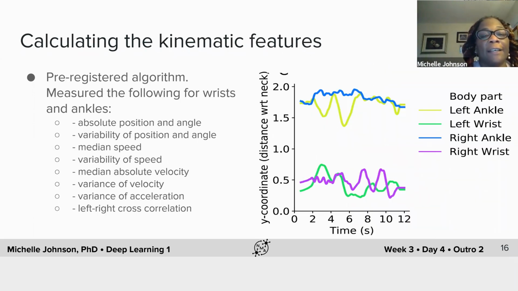Here is just a figure where we can see the position data, for example, for key body parts like the ankle and the wrist, left and right ankle and wrist.